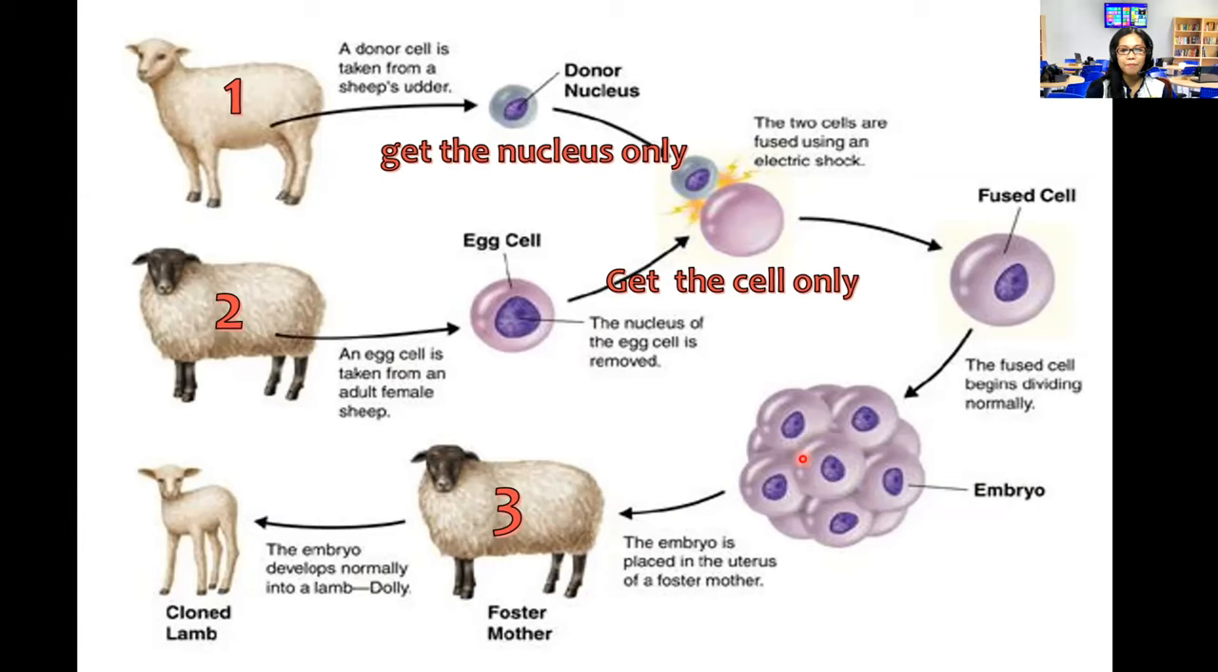The embryo is the fusion of the nucleus from sheep number one and the cell of sheep number two, and then it is put in the body, womb or uterus of foster mother number three. And this sheep number three will carry the baby. All right, after that, as you see, the cloned lamb is born.